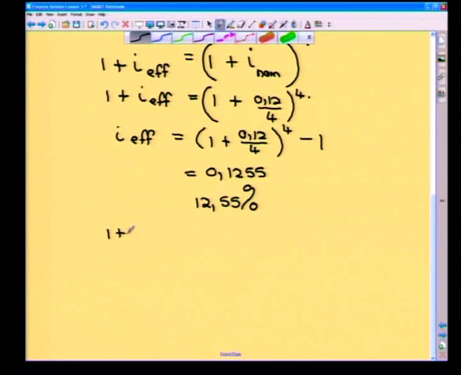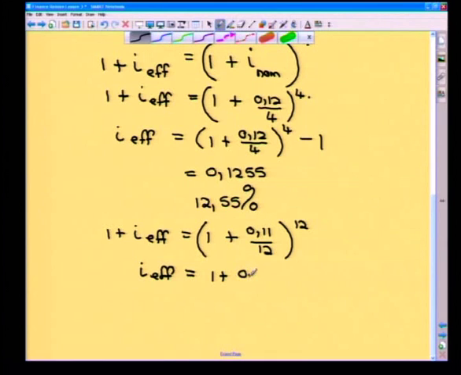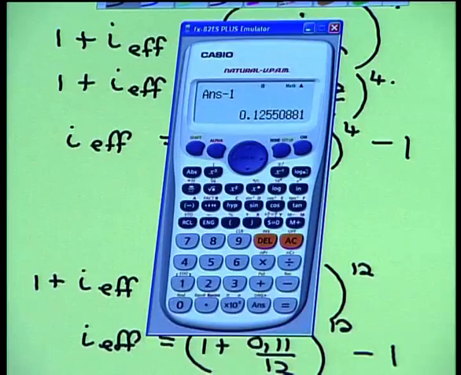So it's going to be 1 plus i effective equals 1 plus. Now, of course, your rate is 11%, so it's 0,11, divided by 12, raised to the power 12. Right, that means that i effective is equal to 1 plus 0,11 over 12 to the power 12 minus 1. Right, let's pull the calculator up and do that one.